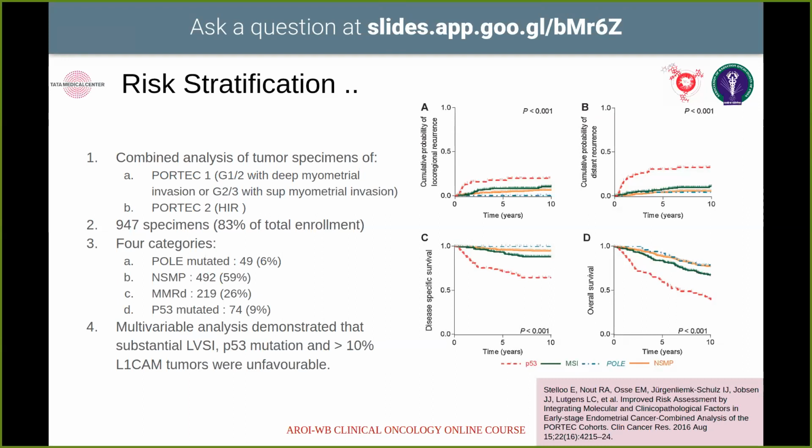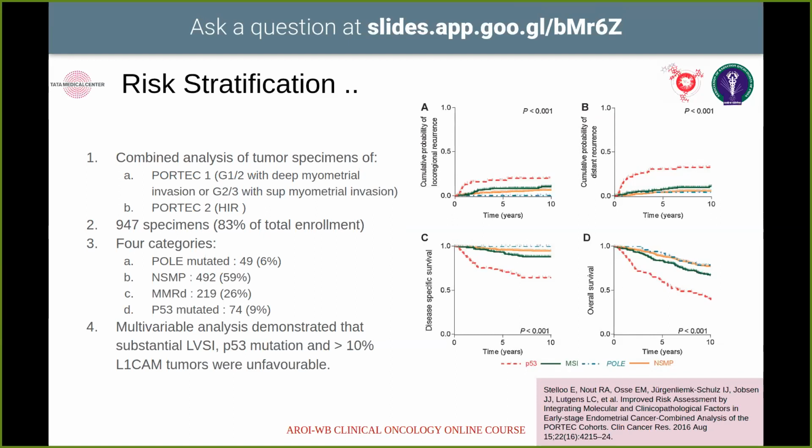In these 4 categories, they found of the 947 patients, approximately 6% had POLE mutations, 9% had P53 mutations, and 26% had MMR deficiency. So if you look at their outcomes, there is a clear-cut prognostic separation. Tumors with P53 mutation are associated with a very poor outcome, with an overall survival in the range of 50 to 60% at 5 years.